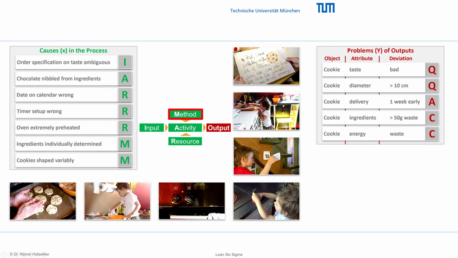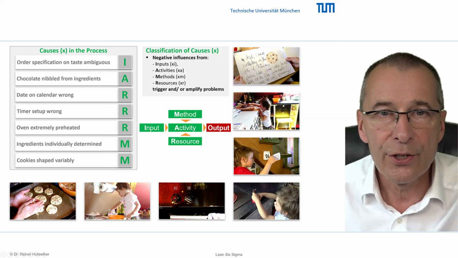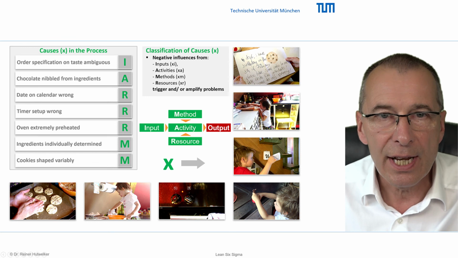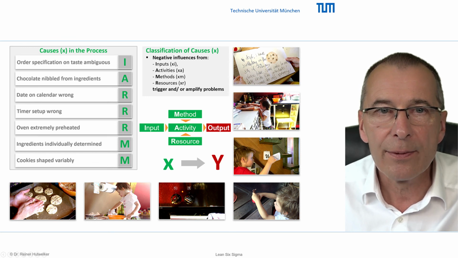We could also observe that the cookies were first manually shaped and later the edges of the cookies had to be broken off to fit into the tin. This individual habit leads to the two problems: cookie diameter greater 10 cm and cookie ingredient more than 50 gram wasted. Please note, input, method, resources and activities are the sources of negative influences X on the output Y.